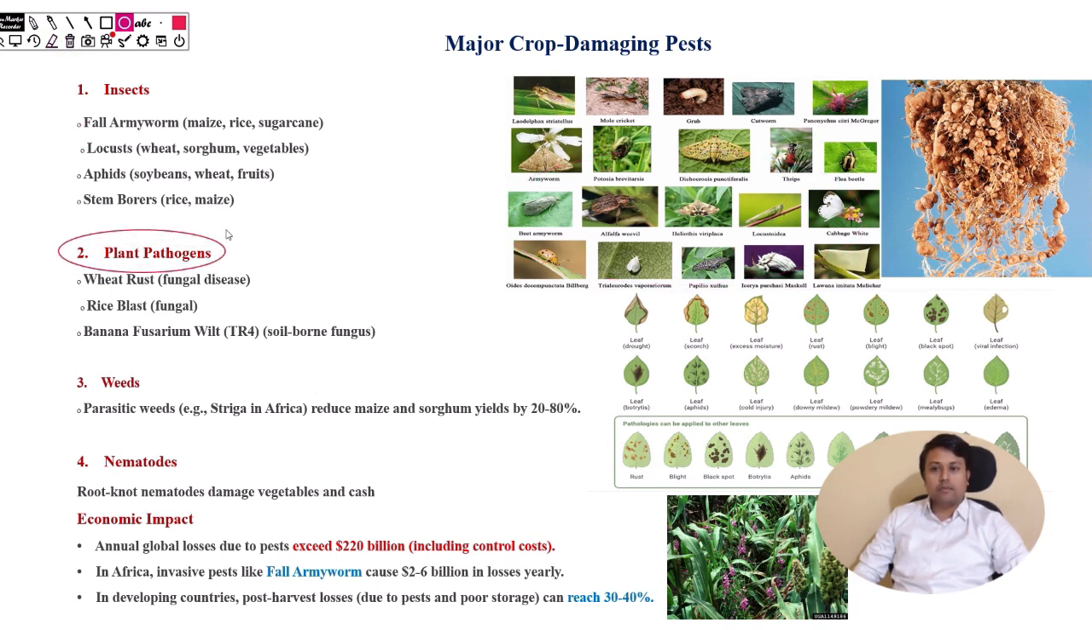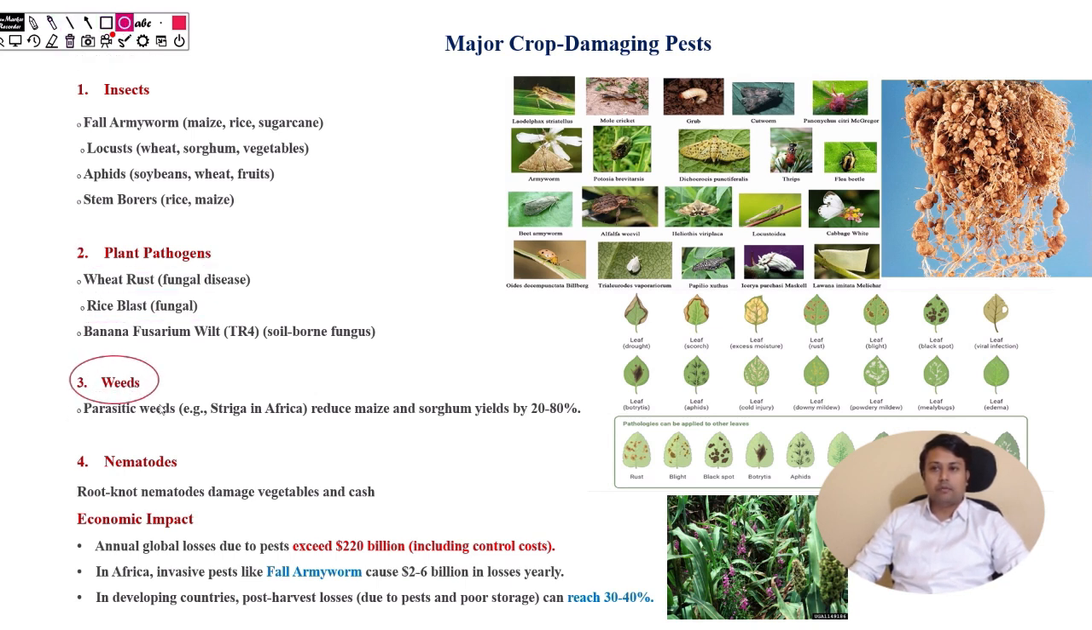So next is plant pathogens. An important disease is wheat rust, which is a fungal disease, and rice blast in rice, which causes huge losses. Then Panama wilt, or Fusarium wilt, in banana, which is caused by the fungus Fusarium oxysporum. In other crops also, Fusarium causes wilt diseases. And now recently, many viruses cause heavy losses in crop production.